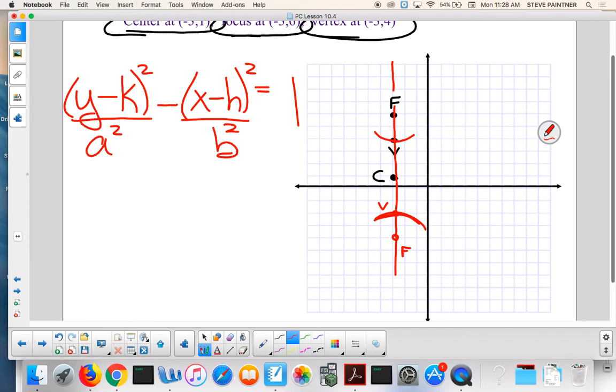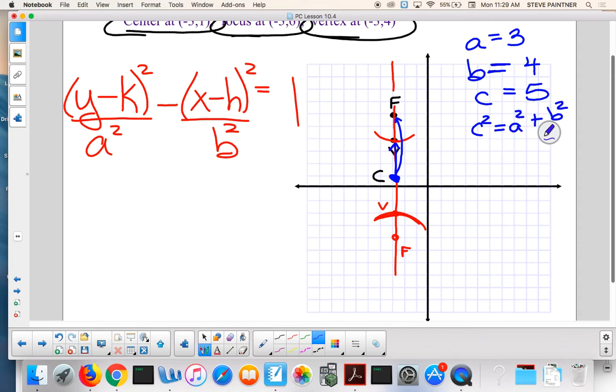All right, question, what's A, what's B, and all that? What's A? Center to vertex, that's what? 3. What else do you know? C is 5. Center to focus is 5. And it's a triple. And then this would be what then? 4. And again, if you don't know what I did, A squared plus B squared equals C squared. I'm not going to show my work. So you got a 3, 4, 5, A, B, C.